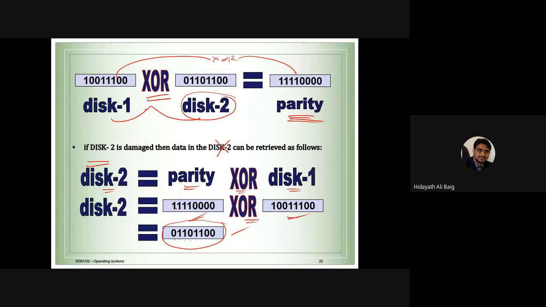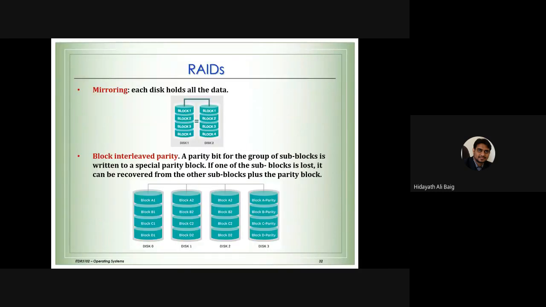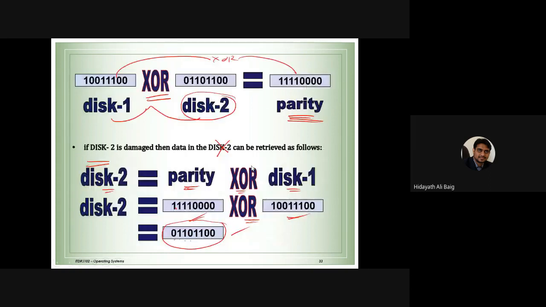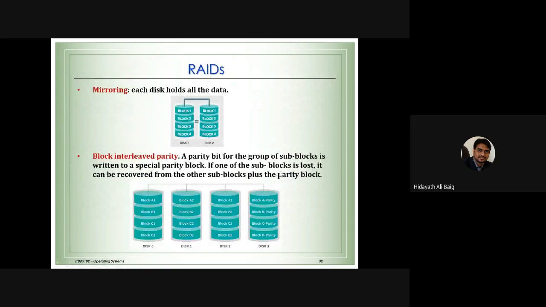With the help of this parity block, which we are writing as extra information here, we can recover the data from the damaged disk. I will read it again. A parity bit, so that's what we did here, the parity bits. A parity bit for the group of subblocks is written to a special parity block. That is a parity block. If one of the subblocks is lost, it can be recovered from other subblocks plus the parity block.